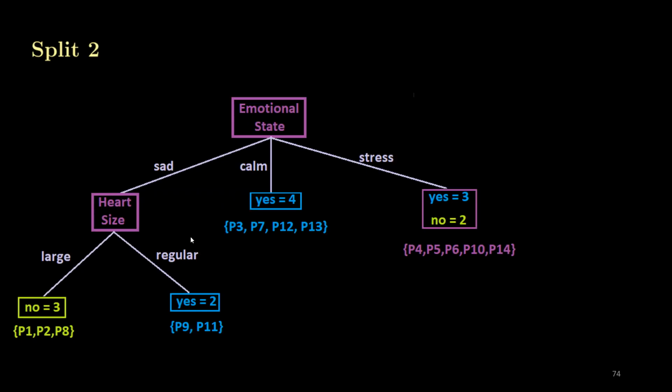It has two values, large and regular. Large has 3 samples, all belonging to class no. Regular has 2 samples, all belonging to class yes. So we do not need to split these branches further because the classification has been finalized. Now only this branch is left and we have to split it further with the help of the value stress.